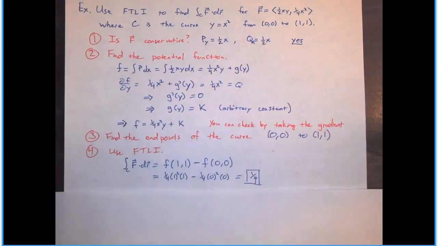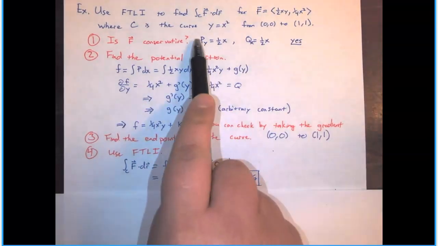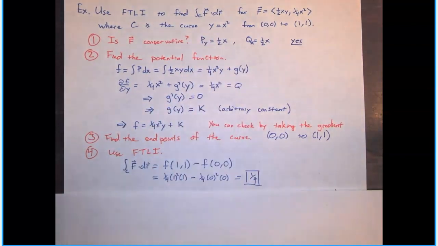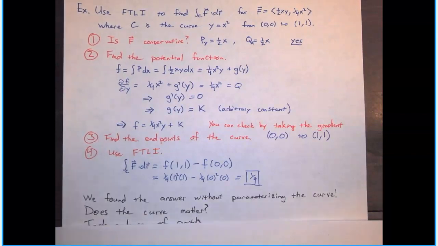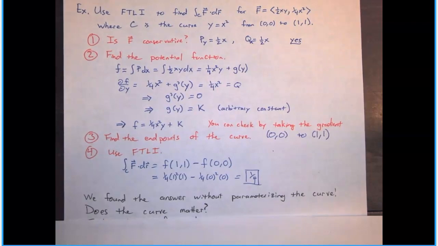And that's the answer. So now I have a question before we move on. Where in this problem did I use the fact that the curve is a parabola? Think about that for a minute. I didn't use the fact that we were integrating over a parabola at all. All I used were these endpoints. I didn't use the curve itself anywhere. I didn't parameterize it. There was no r of t or anything. So we found the answer without using the parabola. We just used the endpoints. So does the curve matter?